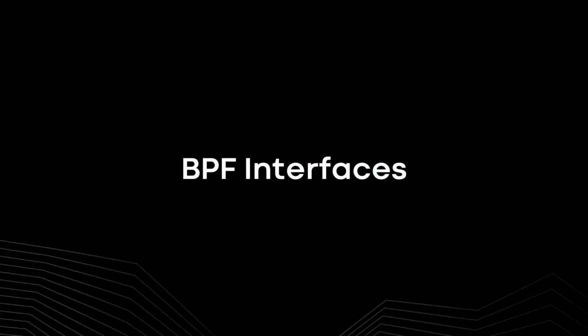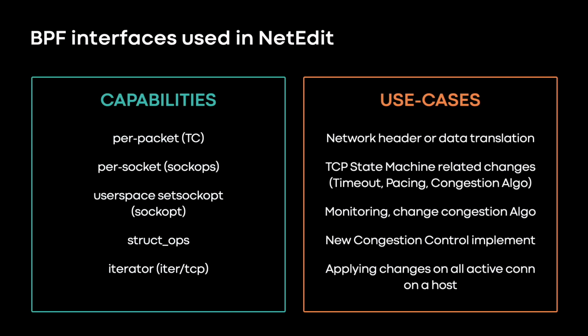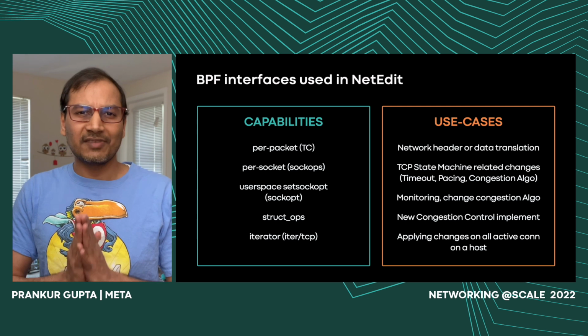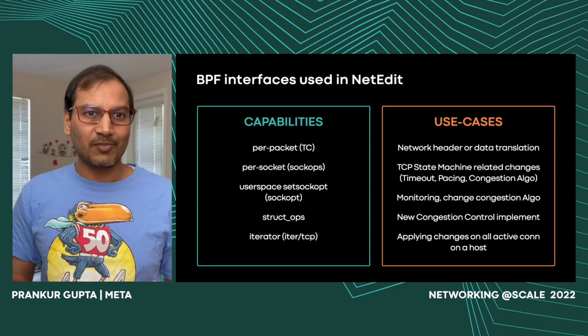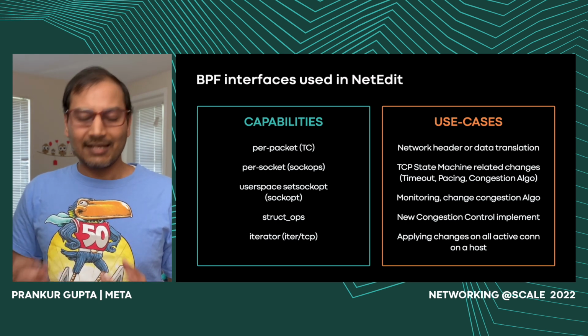Thank you, Prashanth. Let's talk about eBPF interfaces in NetEdit. In Meta, we have a vast variety of services facing various network problems. For example, services needing to change per packet content, socket options during the lifetime of the socket, installing their own congestion control, and inspecting kernel functions. We can achieve those via various eBPF interfaces like TC for per packet, SOCKOPS for sockets, StructOps for implementing your own CCA, and kprobes for inspecting kernel functions. The NetEdit platform provides most of these interfaces to services for solving their problems. We will talk about how we leverage two of these attach points, SOCKOPS and StructOps, in the next slides.